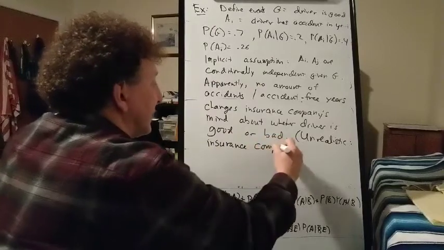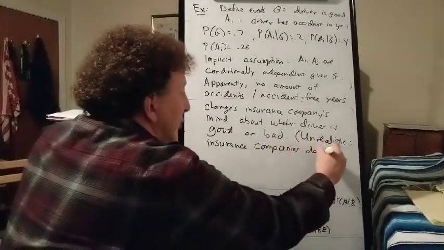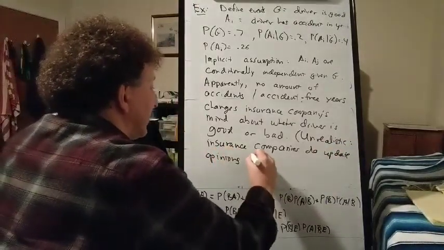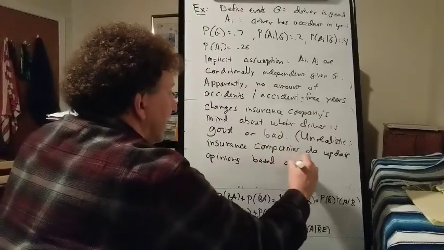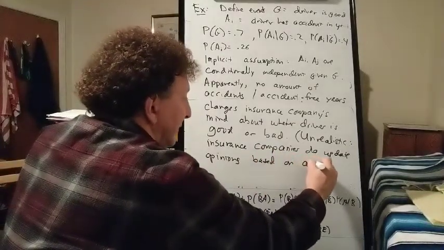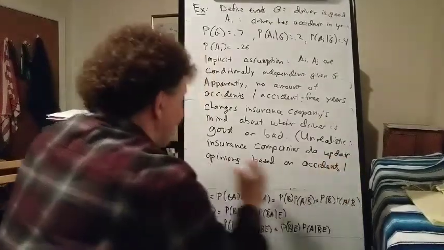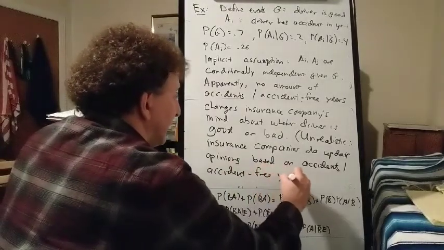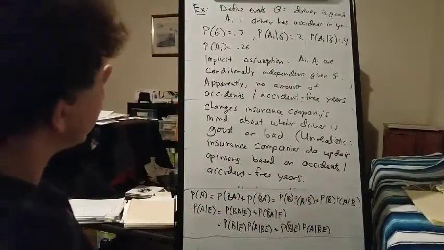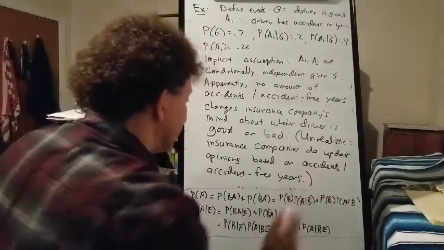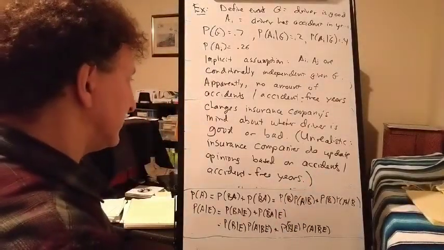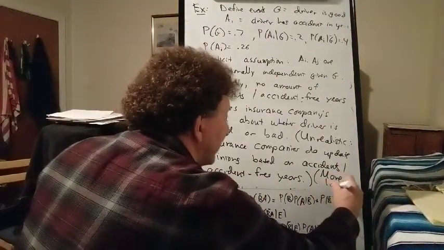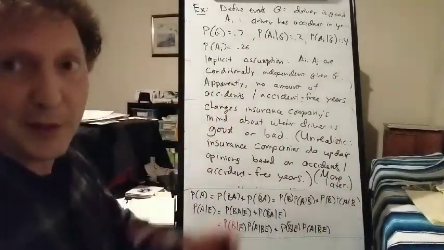So this is unrealistic because insurance companies do update opinions based on accidents or accident-free years. I'll have more to say about this later, meaning in another lesson.